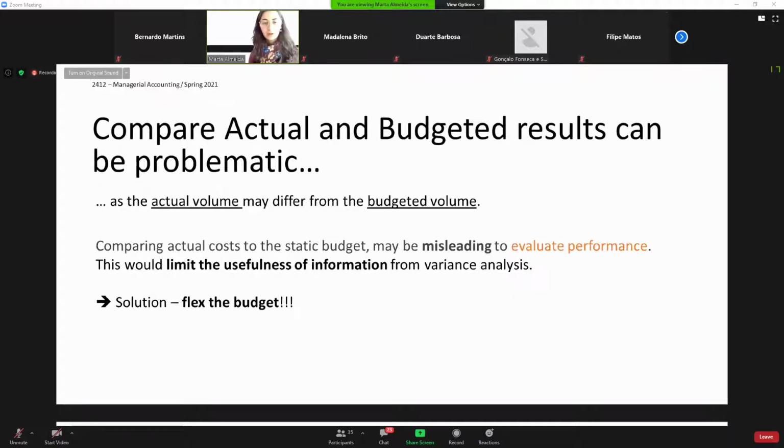So that's what we have in the next slide. When we compare the actual results with the budget, this can cause problems because there's a different level of activity, a different volume. And this can be misleading if you want to evaluate the performance of managers. That is why we should prepare the flexible budget.